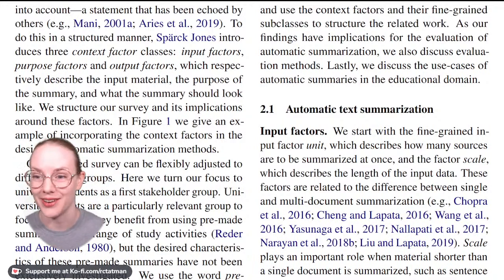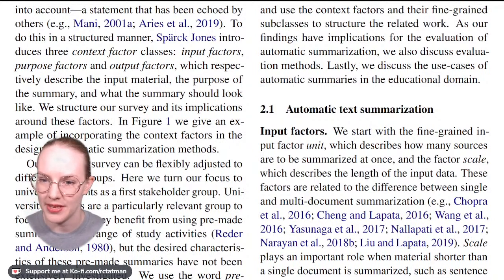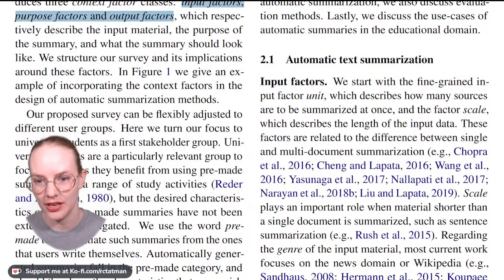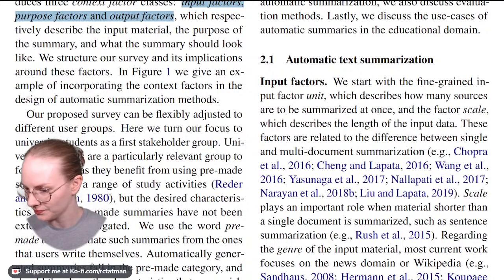Introduces three context factor classes: input factor, purpose factor, and output factors, which respectively describe the input material, so the text you're trying to summarize, the purpose of the summary, why you are summarizing it, and what the summary should look like. So I guess this would be like, do you just want raw text? Do you want bullet points or something like that? We structure our survey and its implications around these factors. In figure 1, we give an example of incorporating the context factors in the design of automatic summarization methods. So they're going to be adding all three of these factors in the summarization process itself.